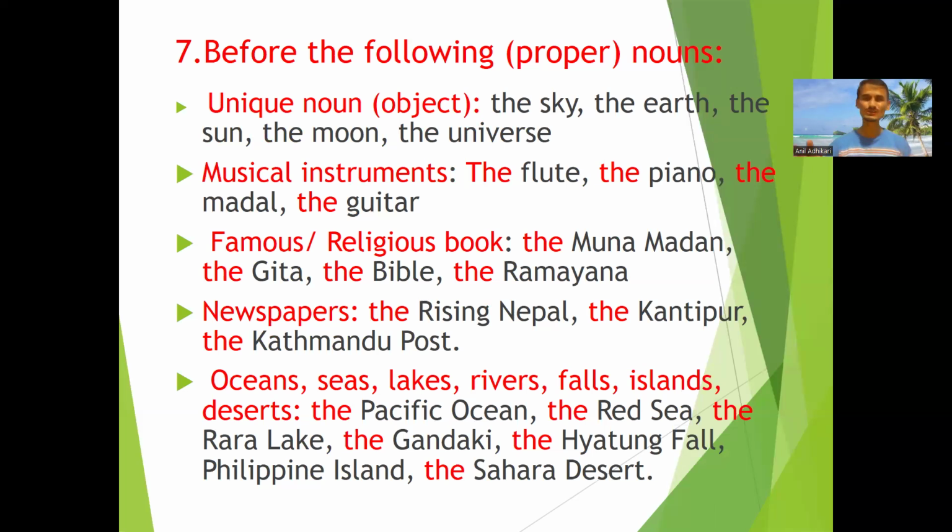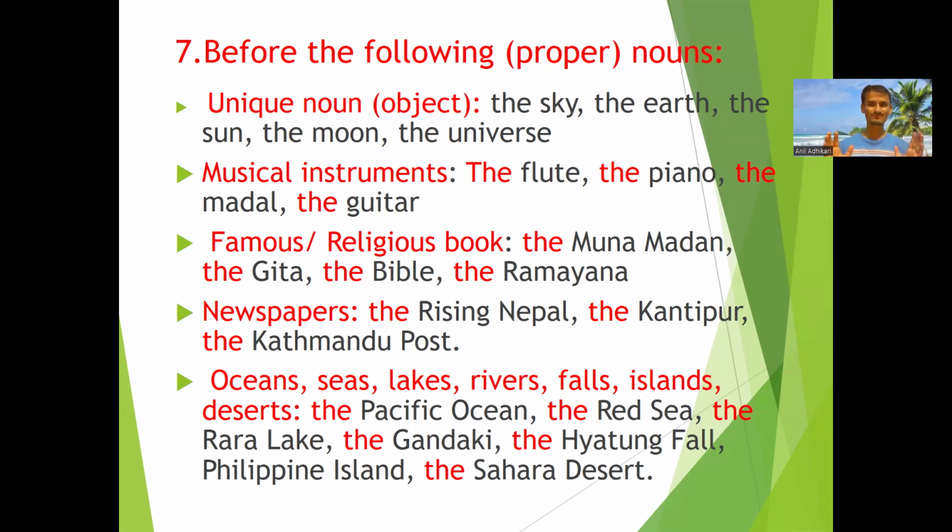Famous religious books. Our country, Nepal, is a multicultural, multilingual, religiously diversified country. We have so many religious people living here. Okay, the Muhammadan, the Gita, the Bible, the Quran, the Ramayana, etc. These are what? These are famous religious books. We use the before such types of religious books. And lots.